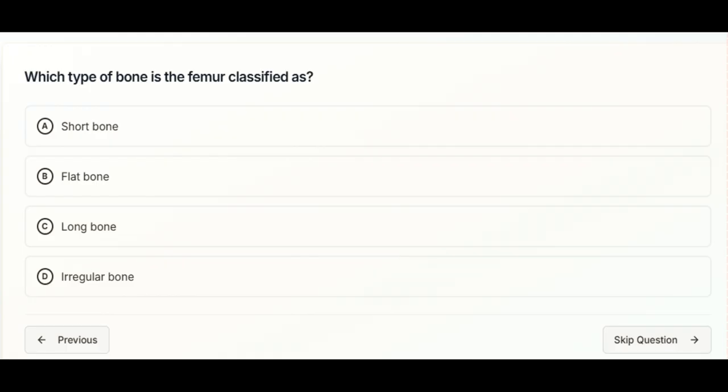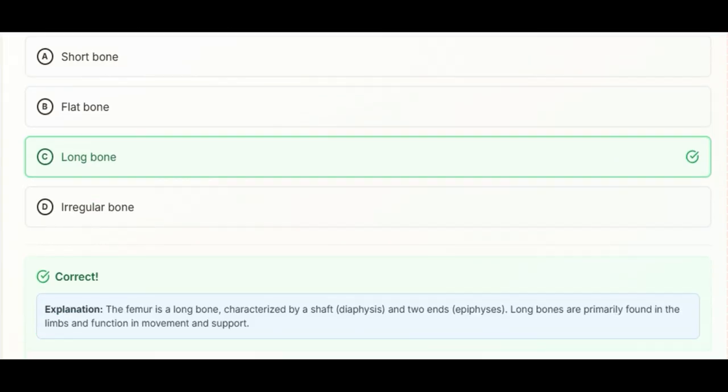Which type of bone is the femur classified as? Short bone, flat bone, long bone, or irregular bone? Long bone. The femur is a long bone, characterized by a shaft and two ends. Long bones are primarily found in the limbs and function in movement and support.